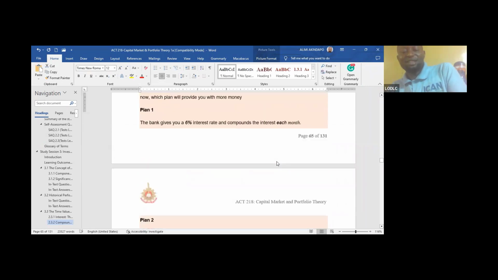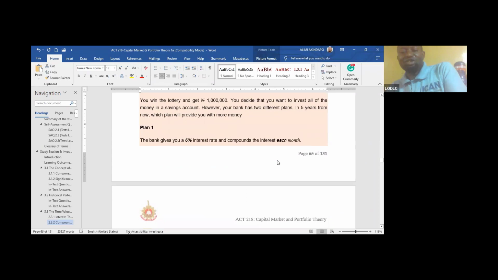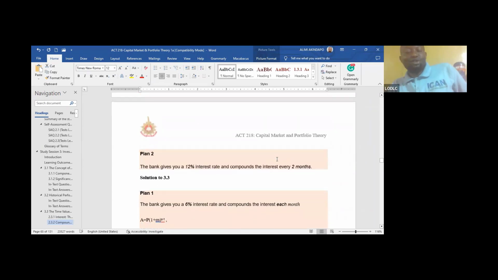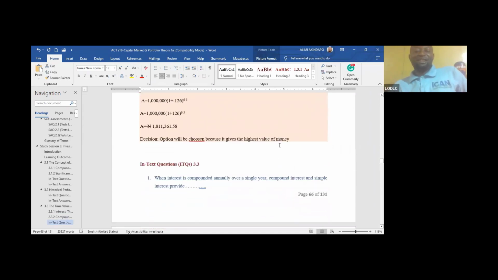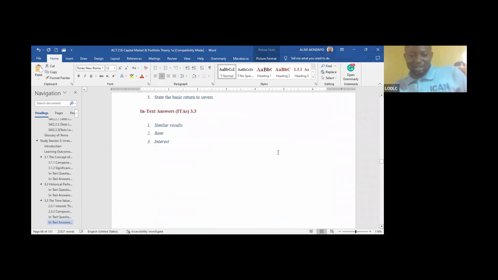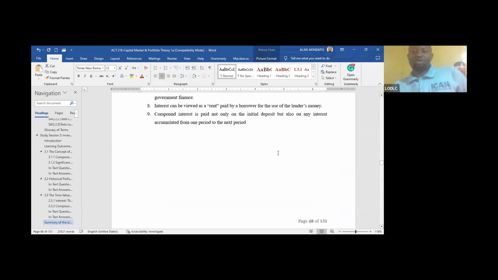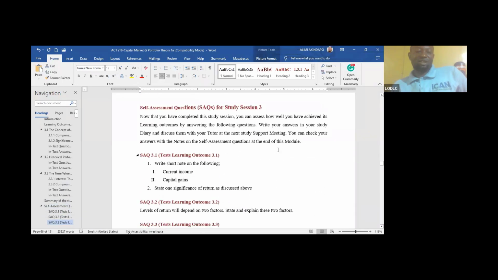You get 6% here. Then for plan B, the bank gives you 12% interest and compounds the interest every 2 months. You can imagine. And that is going to be for 5 years. So at the end of the day, it will pay the bank. Do you understand? So that is that about session 3. If there are any questions, comments, reactions, please do so before we call it a day.